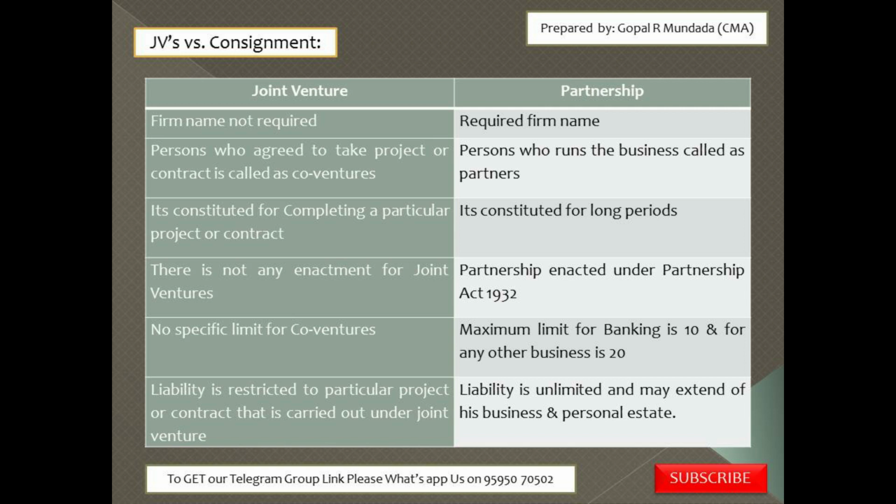Next is joint venture. There is not any enactment for the joint venture. Next, partnerships are enacted under the Partnership Act 1932. Next is joint venture. No specific limit of co-venturers is specified in the case of a joint venture. In partnership, we know that 10 is the maximum limit for banking business and 20 is the maximum limit for business other than banking. So guys, next is joint venture. Liability is restricted to the particular project or contract carried out under the joint venture, and in partnership, liability is unlimited and it may extend to the personal property of the partner also. So this is the distinction between joint venture and partnership.